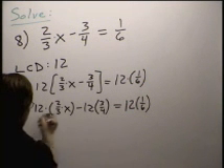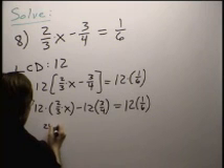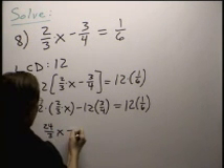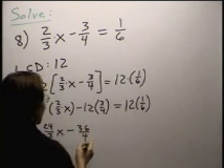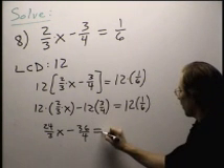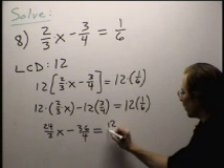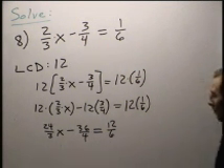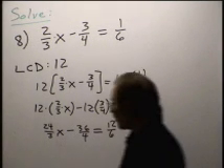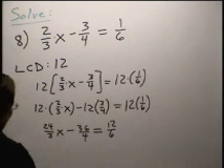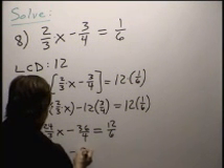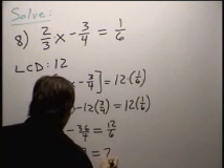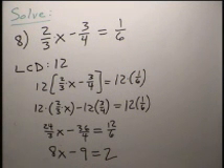Okay, so 12 times 2/3 is 24/3. Negative 12 times 3/4 is negative 36/4. And 12 times 1/6 is 12/6. Now, our denominators are going to disappear when we divide out. 24 divided by 3 is 8. So we have 8x. 36 divided by 4 is 9. 12 divided by 6 is 2. And we have a nice equation now. 8x minus 9 equals 2.